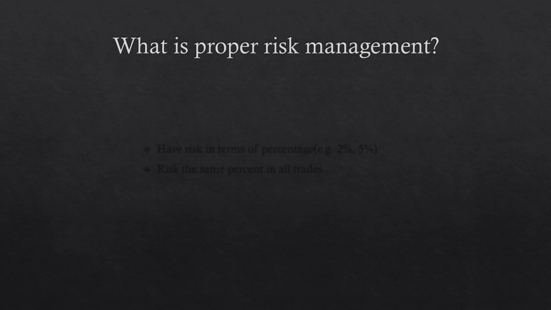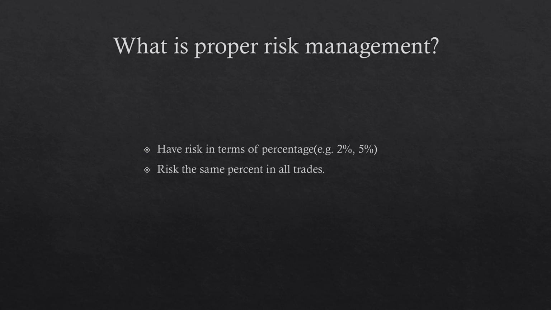So the first thing that defines a proper risk management is having a percentage that you are willing to risk every time you open a trade. So for example, myself, I only risk 2% of my total trading capital every time I go in. This percentage depends on the kind of strategy that you trade, but I really recommend that you keep the percentage less than 5% all the time. So that is the first step.